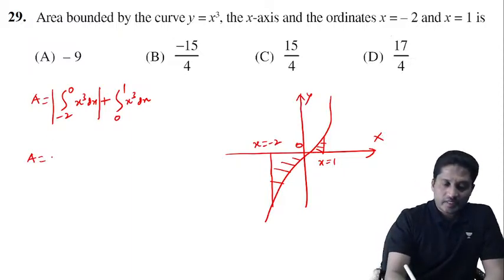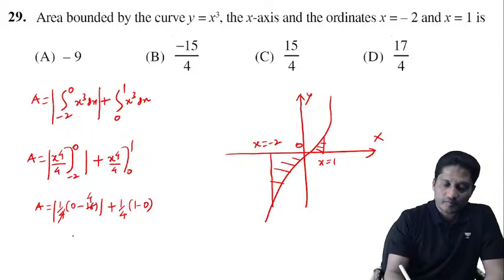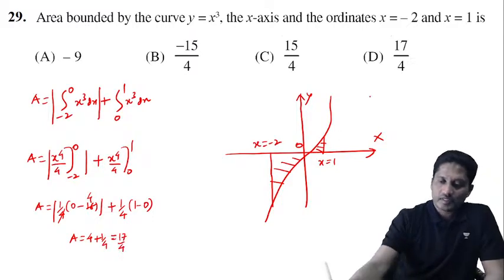Area is equal to integration of x cube is x power 4 by 4 from minus 2 to 0, plus x to the power of 4 by 4 between the limit 0 to 1. 1 upon 4, this is 0 minus 2 power 4 is 16, plus 1 by 4 upper limit minus lower limit. This will cancel 4 times. Mod of minus is plus. You get 4 plus 1 by 4, which is equal to 17 by 4. Answer is option D.